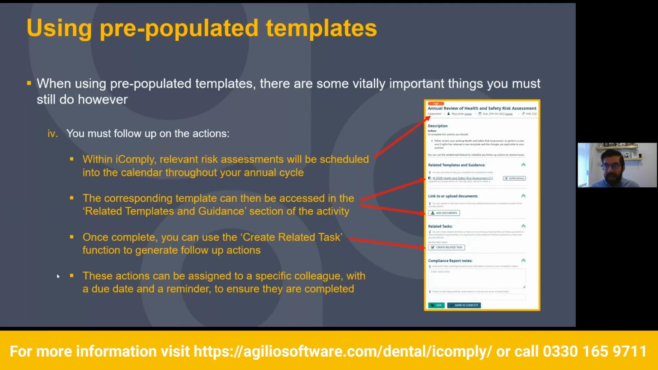If you have then got an action plan, and this will vary from practice to practice how you manage assessments and what tools you use, but once you've got that action plan, you then need to delegate it to relevant people. You need to ensure that you follow up on them. So again, within iComply, you can use the create related task function, set those particular actions, delegate them to members of the team, and give yourselves and that member of the team reminders to follow up on it. So it's a very effective system to show to inspectors what you've got in place to manage the outputs of your assessments.